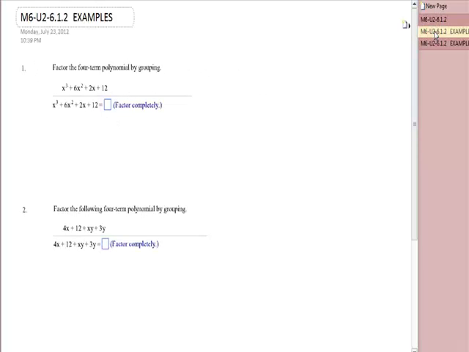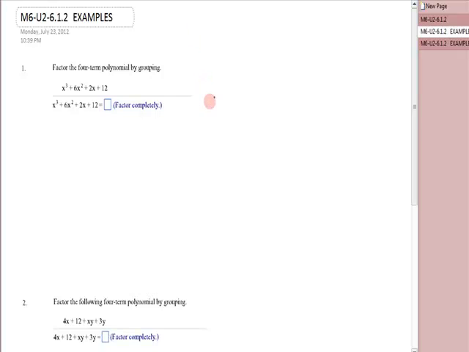All right, so this is best done by jumping right in. Let's take a look at some problems. The first one, I have x to the third plus 6x squared plus 2x plus 12. Please notice, if you look at all of the terms, they do not all share a common factor. These 3 do have 2, but this one doesn't. These 3 have x, but this one doesn't. So there is not a GCF for all of these.